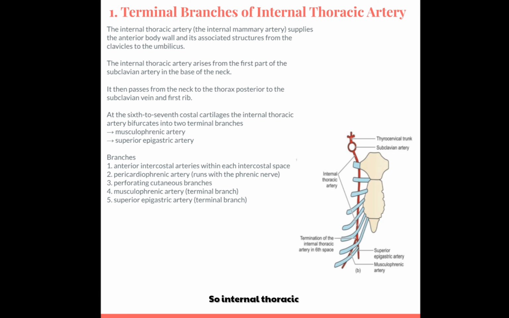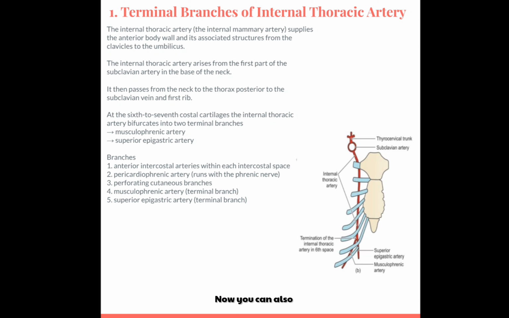So internal thoracic artery itself has 5 branches, and the terminal branches are musculophrenic artery and superior epigastric artery. The other 3 branches are given here. The first one is the anterior intercostal arteries. The next one is the pericardiophrenic artery, and the third one is the perforating cutaneous branches of internal thoracic artery. So altogether, learn these 5 arteries. If they have asked the terminal branches, you can write these two. If they have asked the branches all together, you can write these 5 branches.